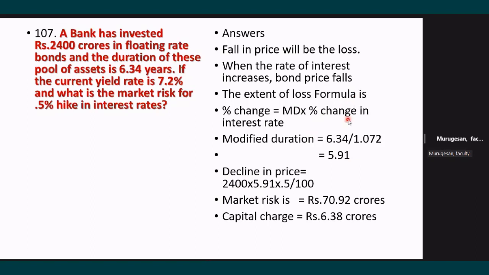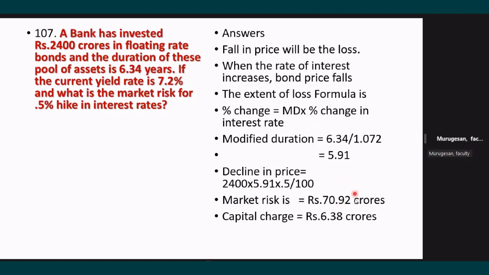What is the change in the interest rate? 50 points. Sometimes they will give 0.5, meaning 50 points. 100 points means 1%. 0.5 means 50 points. Sometimes they will use the word points. 40 points means 0.4. Okay. They will use the word points or percentage. So here they have used 0.5. So 0.5 divided by 100. So this is the formula: MD into change in interest rate 0.5.